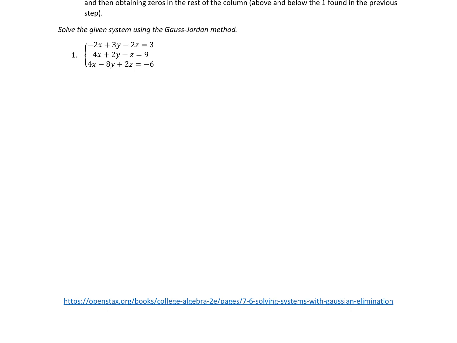At the bottom you will see a URL. This is the OpenStax College Algebra textbook that I used as a reference for the wording and the examples contained in the video.